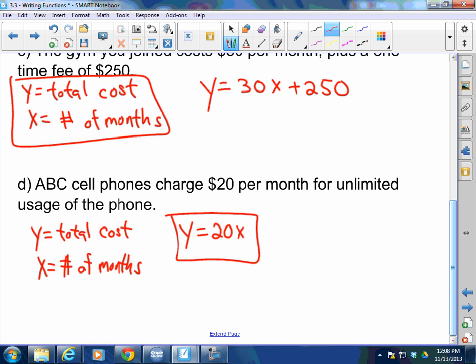Label, label, label. Always label your variables, my friends. It's going to make your life a lot easier in the end, I promise. Questions? Okay.